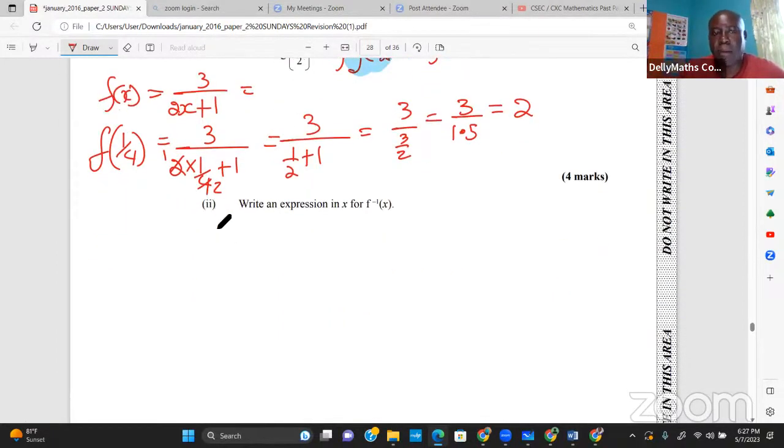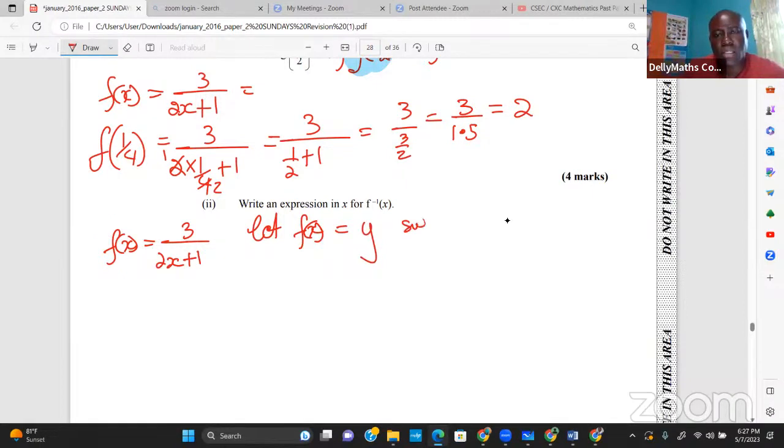The second part says write an expression in x for the inverse of the f function. So we want to start off with this. This is the f function. I'm going to tell them to let f of x equal y, such that I'm going to rewrite this using y, such that y now is equal to 3 over 2x plus 1. So I'm telling them that I'm going to switch that f of x there because I'm going to do something with that inverse thing, right?